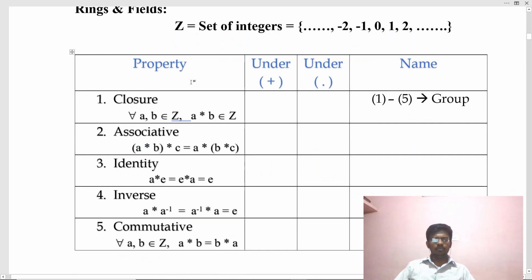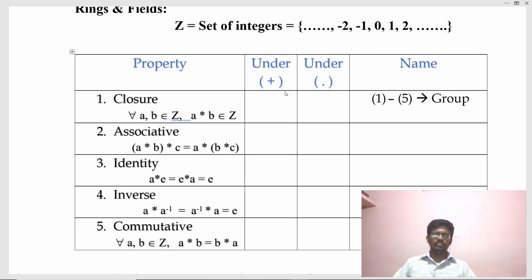I write the properties here. Closure property: for all a and b in Z, a star b. Here I put star as addition and multiplication. So closure property under addition: if you take two integers, the sum of two integers is an integer. So this property is satisfied. Associative property: take any three integers and add, (a plus b) plus c equal to a plus (b plus c). This is also satisfied.